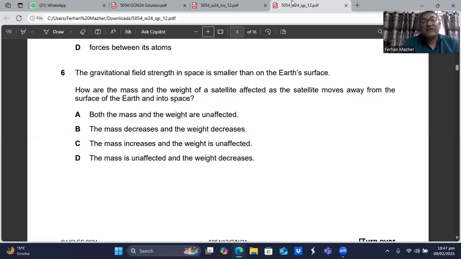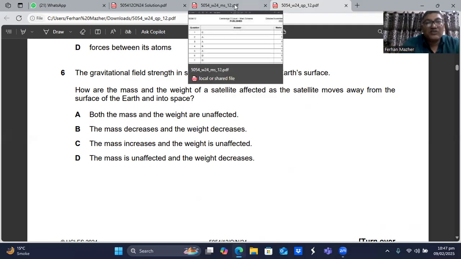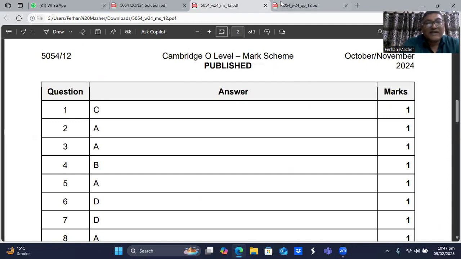Both the mass and weight are unaffected? No. The mass decreases and the weight decreases? No, the mass actually remains unchanged. The mass increases and the weight is unaffected? No. The mass is unaffected and the weight decreases. So I think D is the right option, sir. The weight will decrease and the mass will not change. Question number 6, D is the right answer, sir.